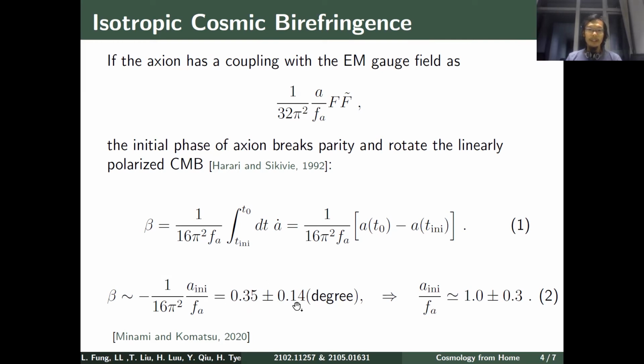As long as we trust this reanalysis result of the CMB, that the beta angle is like 2.4 sigma from 0, then we can easily conclude that A initial over Fa is a very natural number around 1. This must be true for all our benchmark masses. And we finally get a very natural number, so no need for fine-tuning.